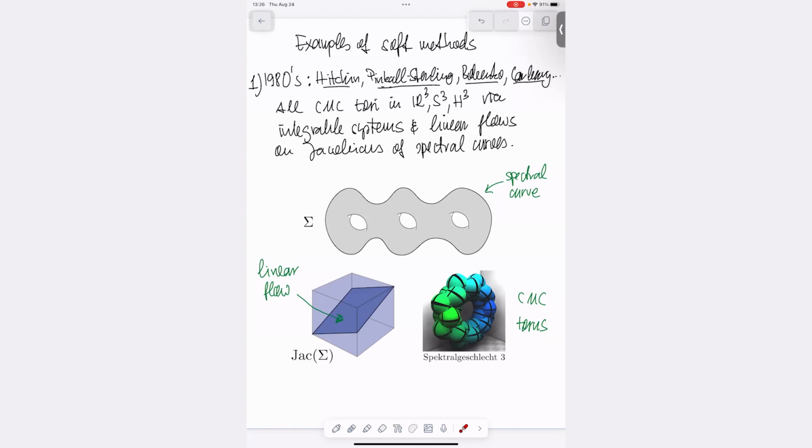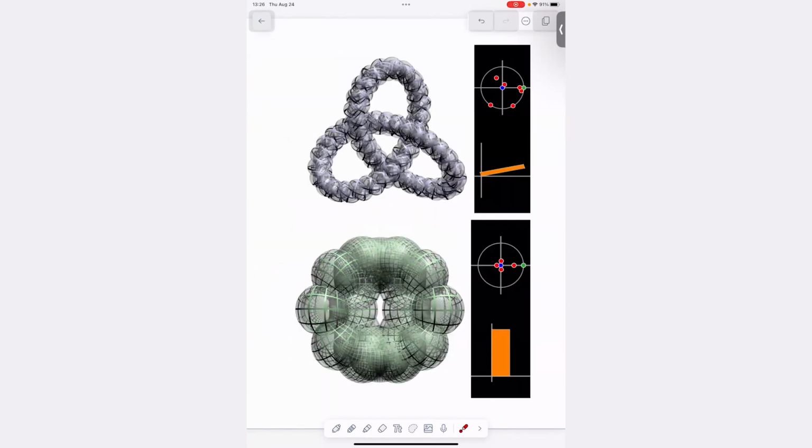So just to take away from it, you can construct them from these integrable systems, where the genus of the spectral curves gives you the complexity of these CMC tori, how complicated they look. So for example, these are all constant curvature tori. This wraps around the trefoil knot. This picture is actually the spectral curve. This is the branch diagram. These red points are branch points. So this branches over the Riemann sphere.